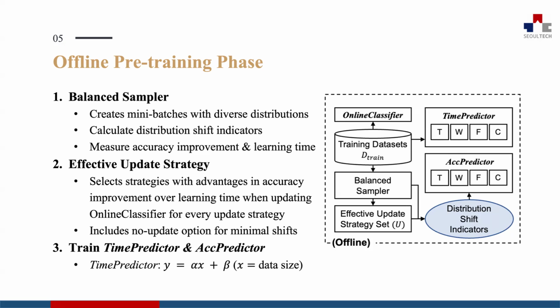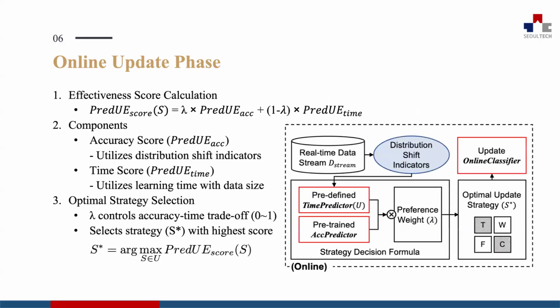These two models are used in the online learning phase to assess the degree of distribution shift without evaluating the entire model. In the online update phase, distribution shift indicators are calculated from the real-time data stream, and these measurements are fed into the two pre-trained models, the time predictor and the accuracy predictor. Using the pre-trained time predictor, we estimate the learning time with each update strategy, and using the pre-trained accuracy predictor, we estimate the accuracy improvement achievable with each effective update strategy.